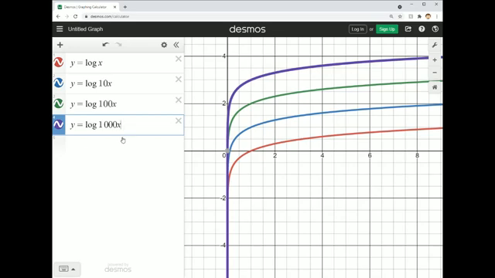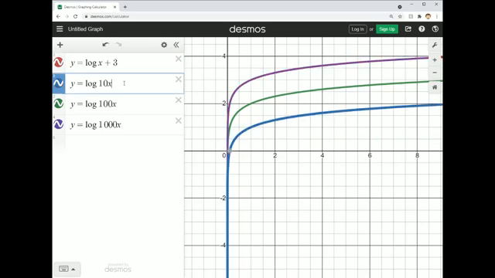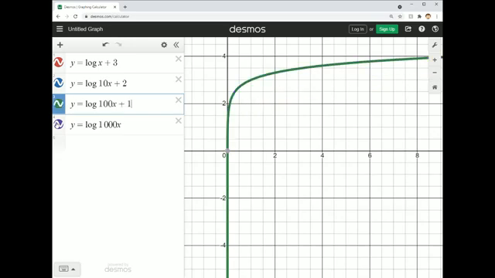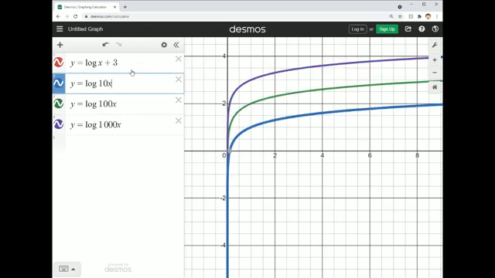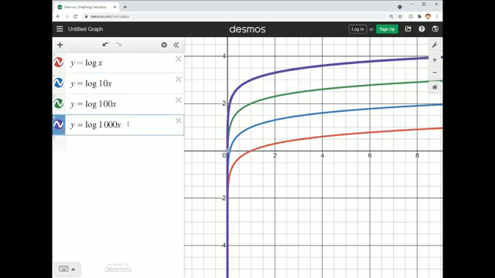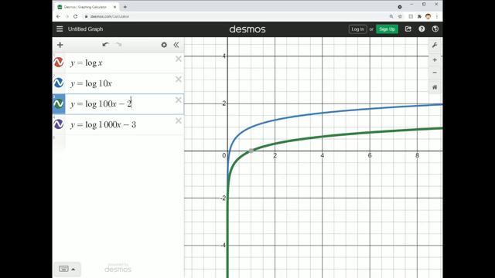Those all look the same to me. In fact, I'm pretty sure I can get all of them to be the same if I just say that the log of x plus 3 is equal to the log of 10x plus 2 is equal to the log of 100x plus 1. Those all look like they're the exact same function to me. So that's a little interesting observation to make. Or I could go the other way around. If I wanted to compare them all to the base function, log x, I could say that this one is minus 3, this one is minus 2, and this one is minus 1. And sure enough, those work.